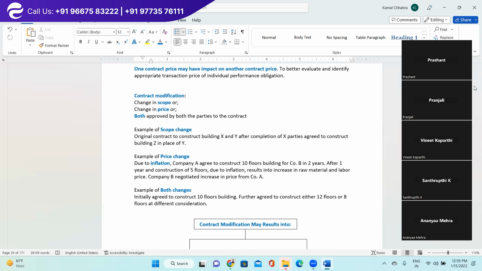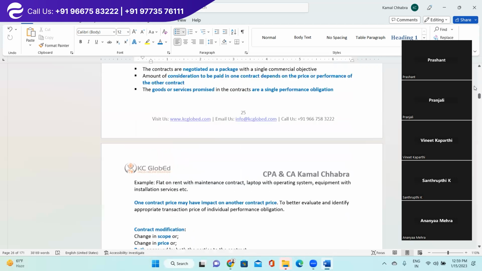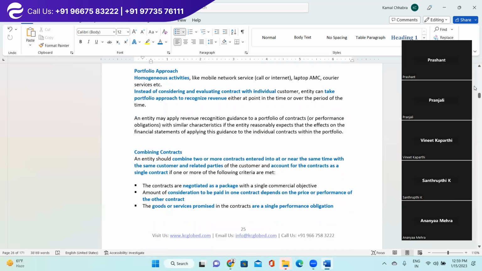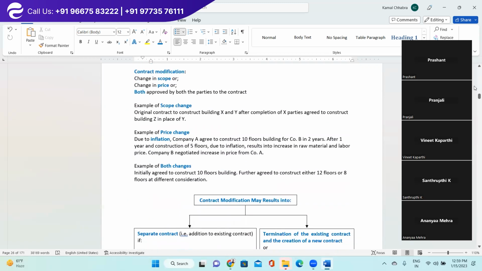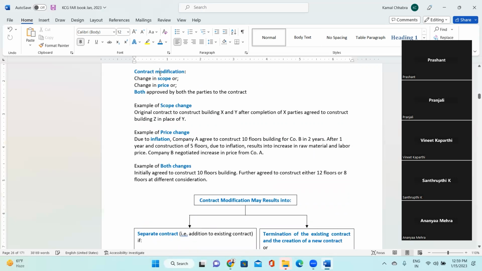So the next topic we have is contract modification. So far we covered two important topics: portfolio approach and combination of contracts, right? The third important topic is contract modification. What is a contract modification? Any idea? Any idea what contract modification is?